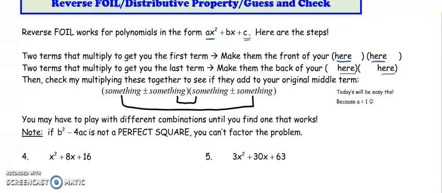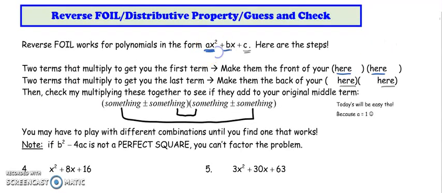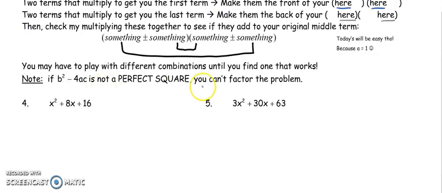Today's going to be easy, though, because our a is going to be 1. Makes the problems a lot easier. So let me show you what I mean by that. And by the way, if you have an unfactorable, you can always check to see if b squared minus 4ac is a perfect square or not. And a, b, and c are just the numbers in front of each of these, just like you could see up here, a, b, c. If b squared minus 4ac is not a perfect square, then you can't factor it. Okay, so that will happen sometimes.